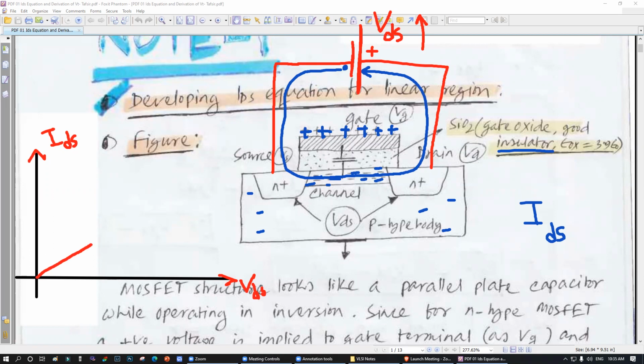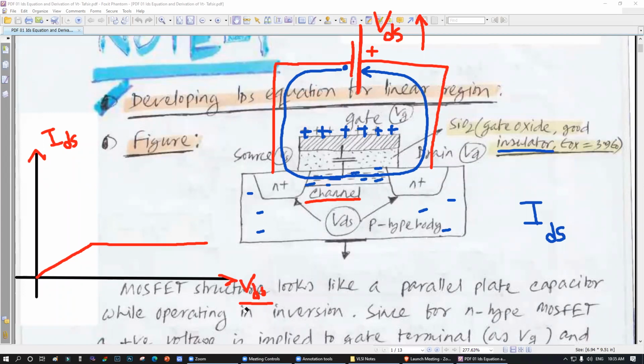At some point, when the current is equal to the capacity of the channel, if you increase more, the channel cannot take it. My channel cannot take more current because it is already finished. Then what will happen? If you increase VDS, the current will remain fixed. That means for that amount of channel, this is the highest amount of current. Once the highest amount of current is reached, if you increase more VDS, the current will not be increased. It will be fixed.